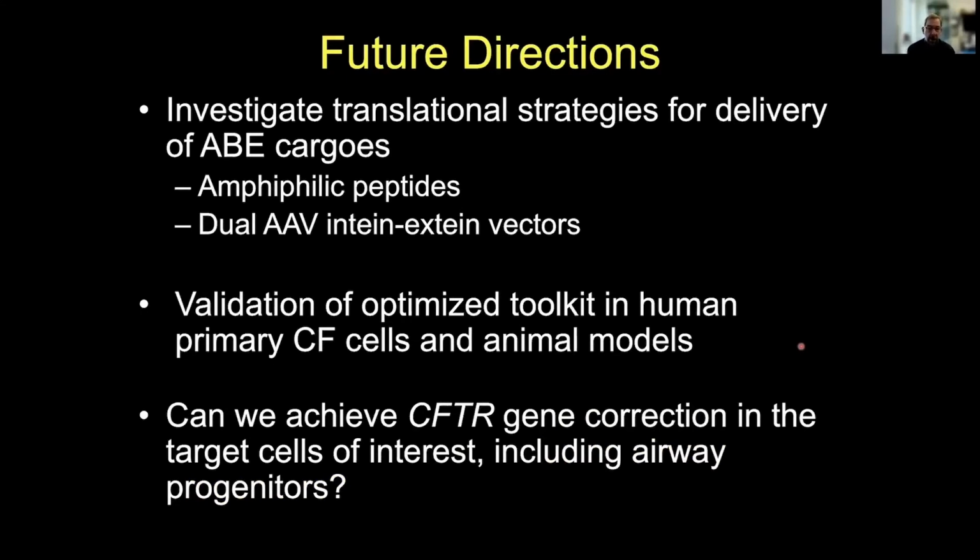So some of our future directions, we're interested in translational strategies for delivery of the ABE cargoes. So we will continue to explore the amphiphilic peptides in our models and also investigate dual AAV intein-exon vectors. We would like to further validate optimized methods for delivery in human primary CF cells and in animal models. And an important question for us is whether we can achieve CFTR gene correction in target cells of interest, including airway cell progenitors.